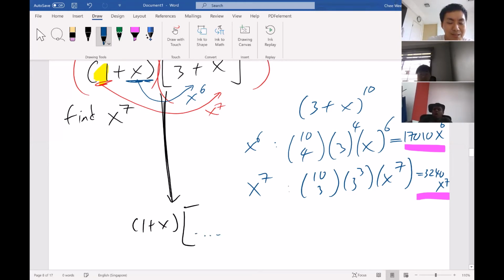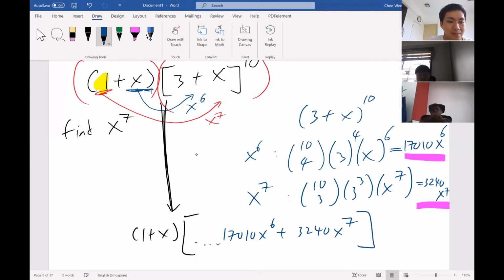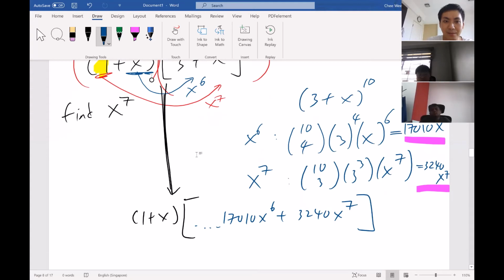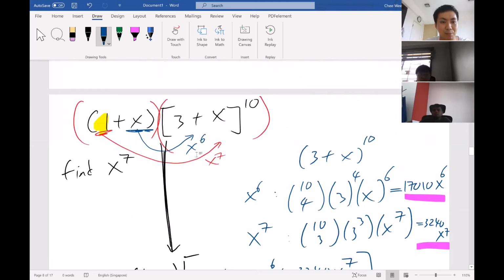Oh, dot, dot, dot, dot. That means I have pretended to expand already, but it's just dot, dot, dot, dot, dot, and then nothing else matters but 17010 x to the power of 6 plus 3240 x to the power of 7, like this. Get it? Okay? That means power 1, power 2, power 8, power 10, all don't matter to me. Only 6 and 7 matters to me because the question asks for x to the power of 7.